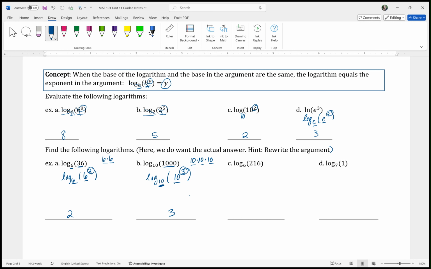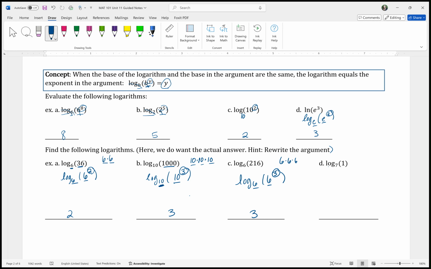Let's look at the next one, log base 6 of 216. So we want this to be log base 6 of 6 to something. So 6 times 6 is 36, but if we multiply by 6 again, we get the 216. So how many 6s was that? It was 3 of them. So again, now we have our bases the same, and our exponent is the answer.